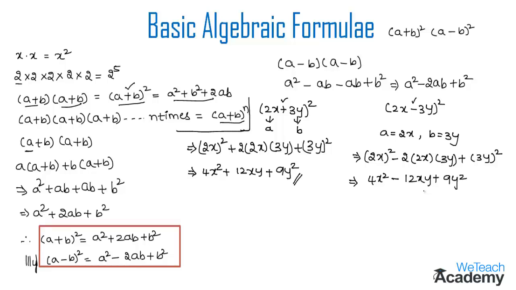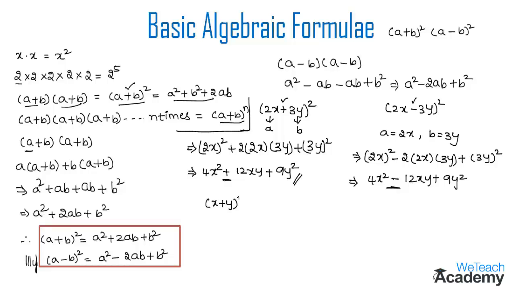Now compare the results of both the examples. Here we observe that there is a slight change. Here we have the positive sign and here we have the negative sign. This is because here we are using the formula a plus b whole square, and here we are using the formula a minus b whole square.